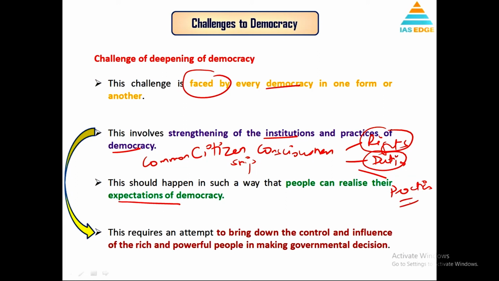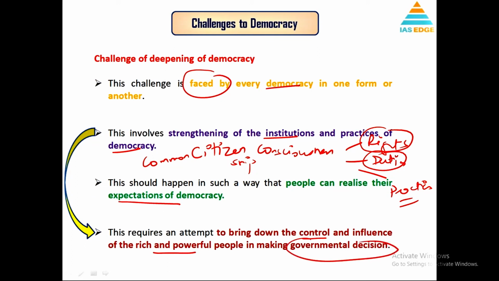You need to understand your duties. Again, these duties are not legal duties, they are moral duties. Your practices, how you conduct yourself. So this is what we expect from people. So democracy is about people, and the democracy, the institutions can develop only when people are conscious of these things.